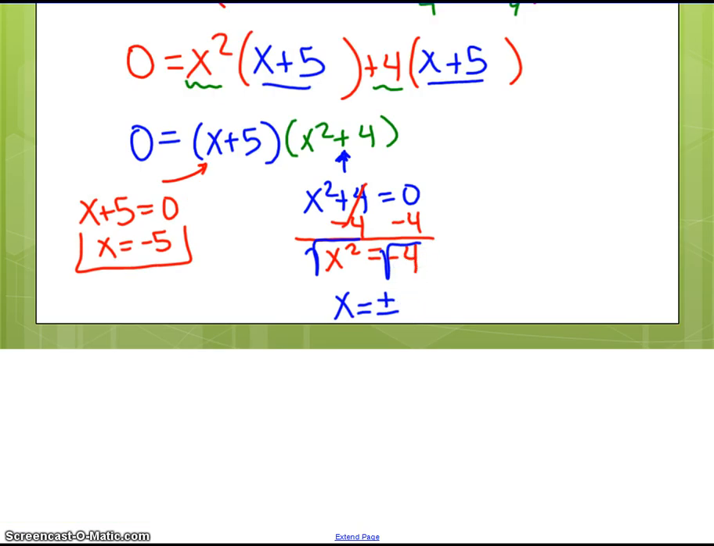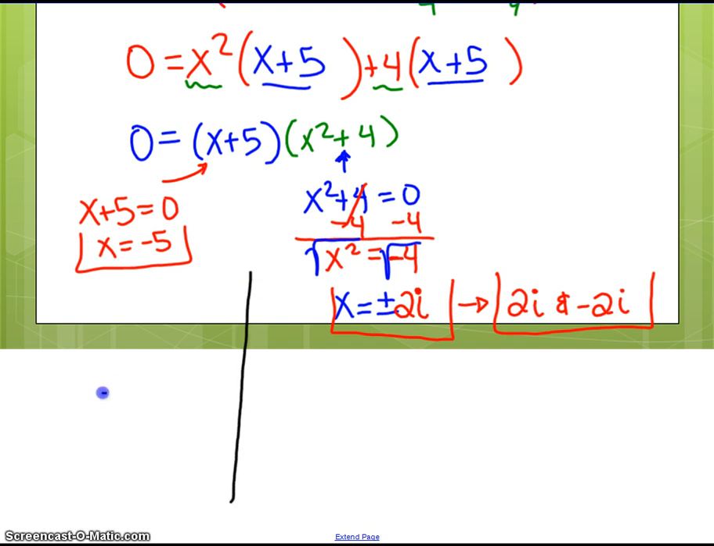Now here's the tricky thing. Can you take the square root of a negative? No. So it comes out as an i. But the square root of 4 is what? 2. So it's going to be 2i. So what happens is I end up with two imaginary solutions. I end up with positive 2i and negative 2i. I cannot graph imaginary solutions, but I can graph the negative 5. So when I graph it, I can only plot negative 5, which is over here.